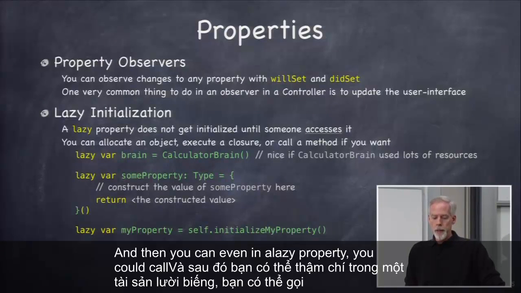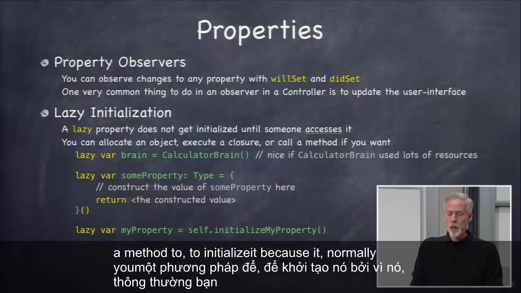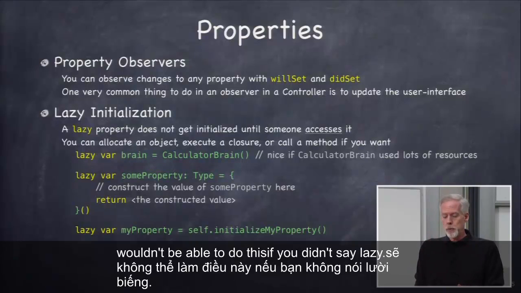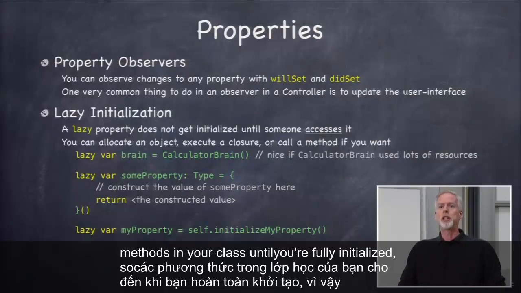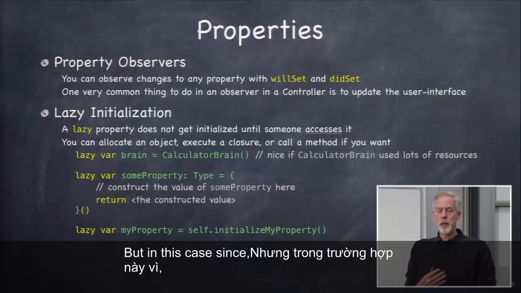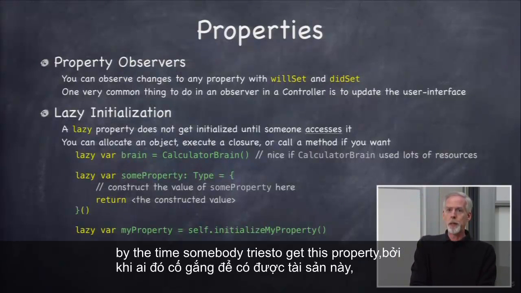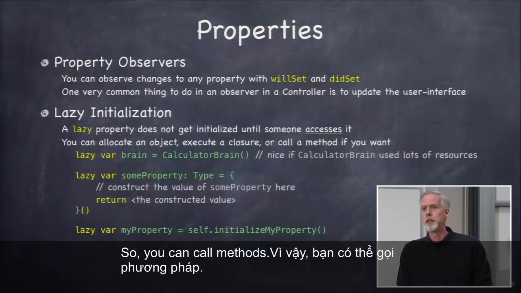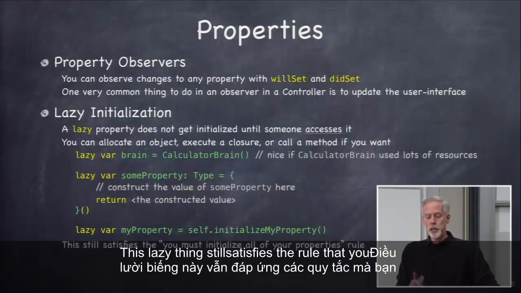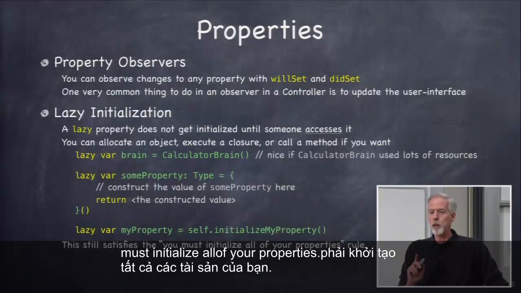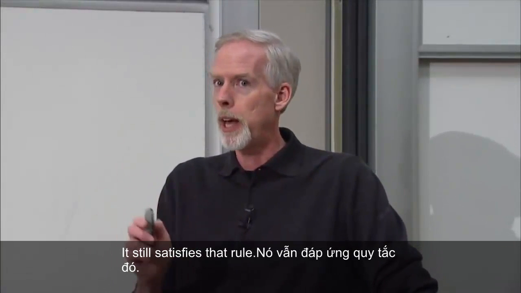You can even, in a lazy property, call a method to initialize it. Normally you wouldn't be able to do this if you didn't say lazy, because you can't call any methods in your class until you're fully initialized. So there's a catch-22 there. But by the time someone tries to get this property, you'd be fully initialized, so you can call methods. You see the advantage of lazy there? This lazy thing still satisfies the rule that you must initialize all of your properties, even though it doesn't actually initialize it until someone accesses it.